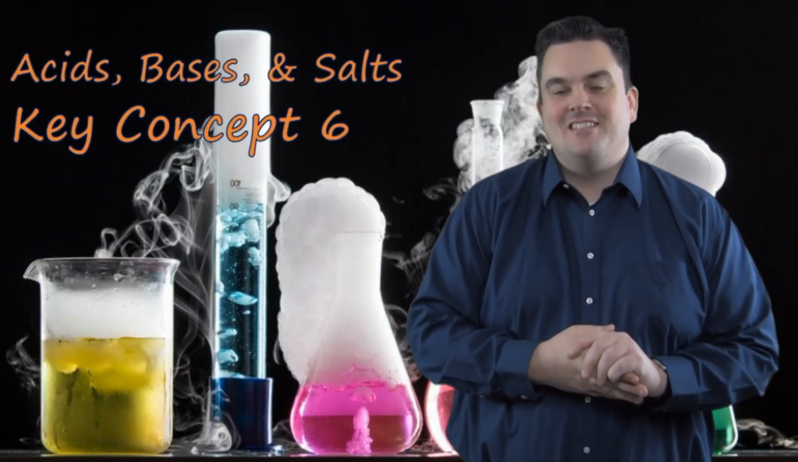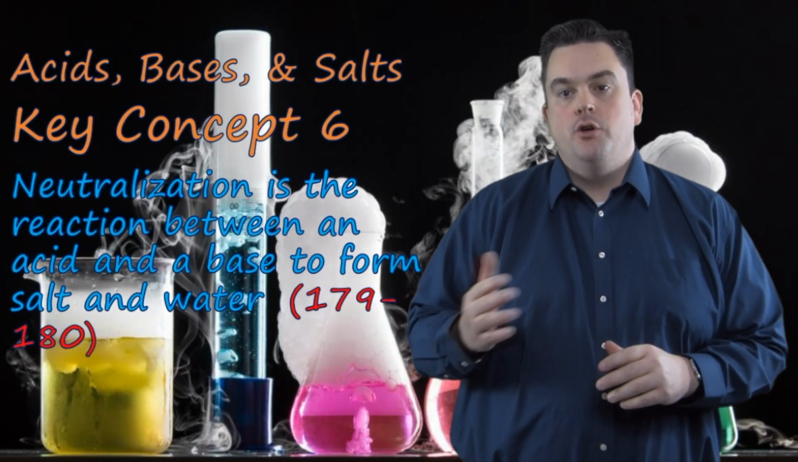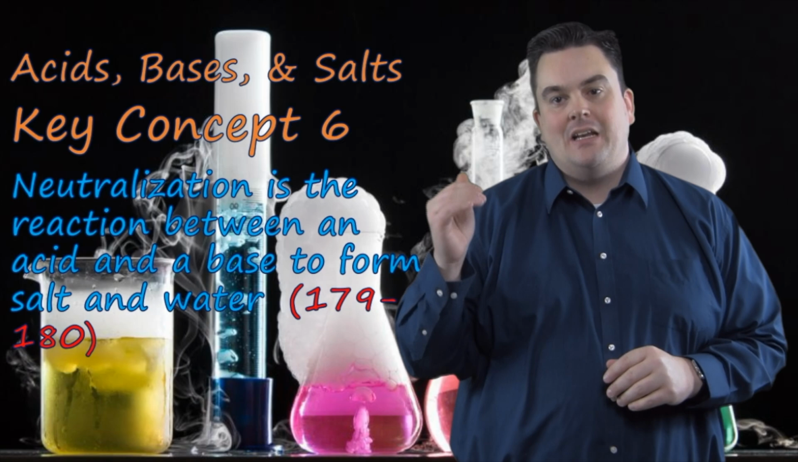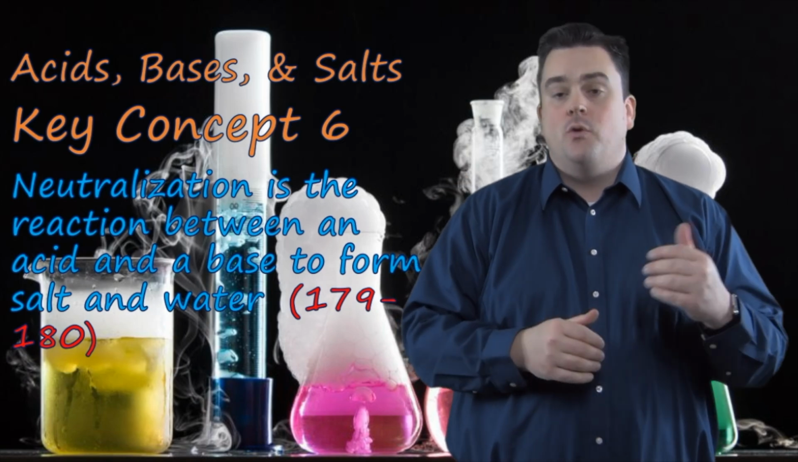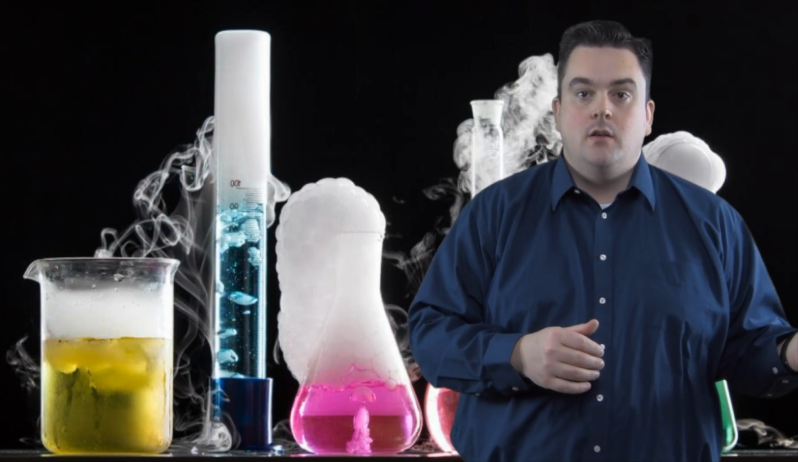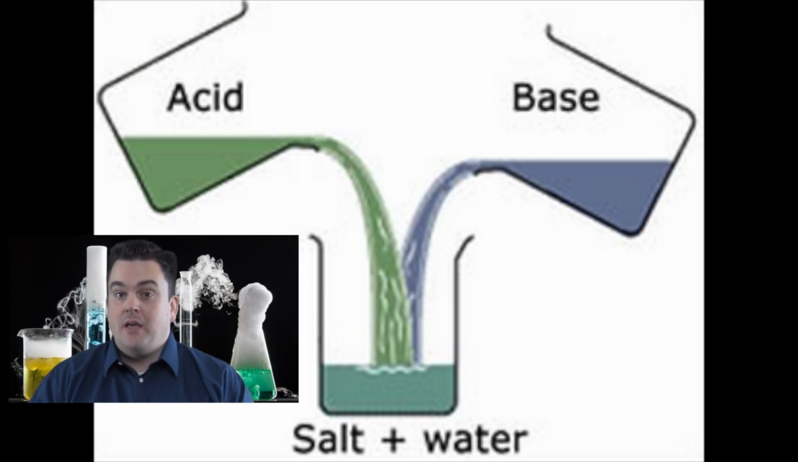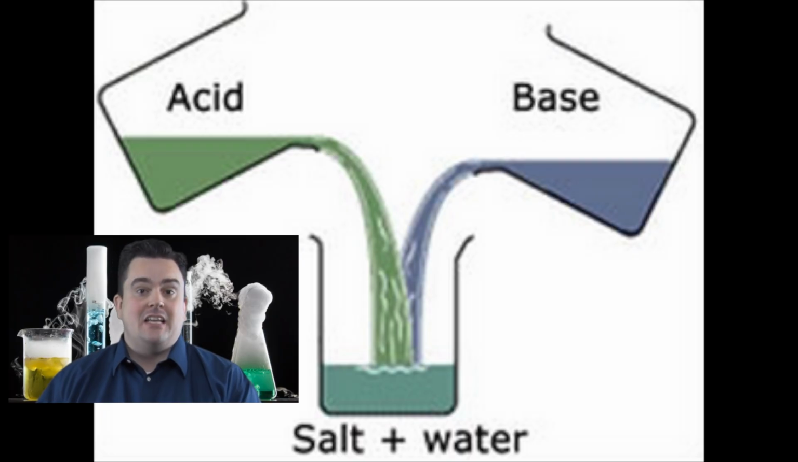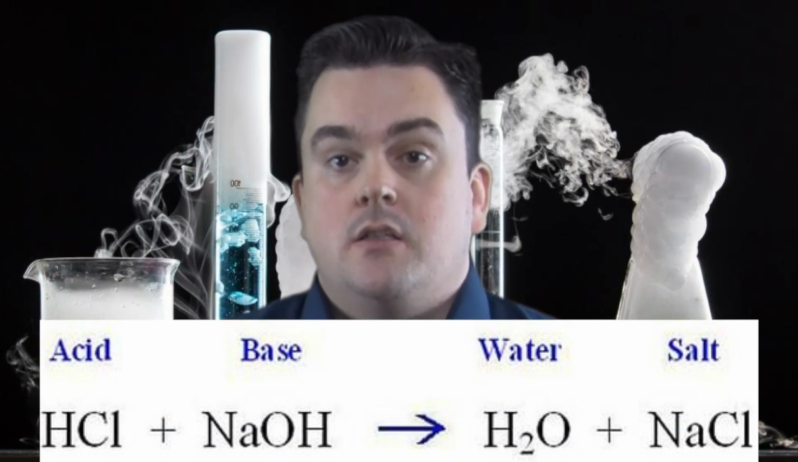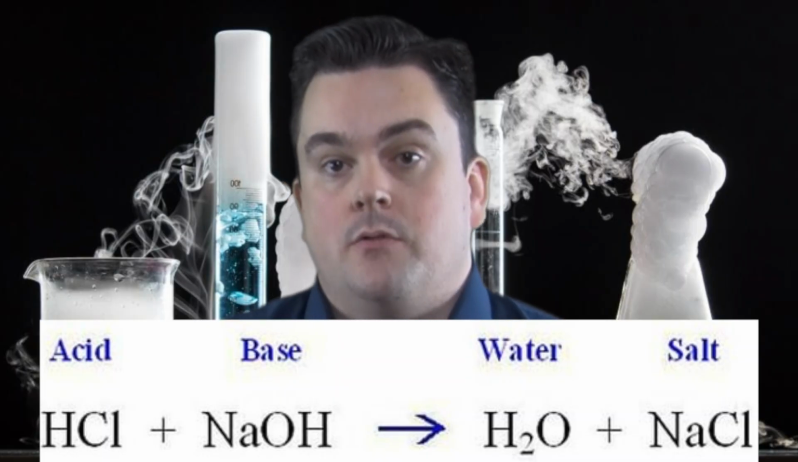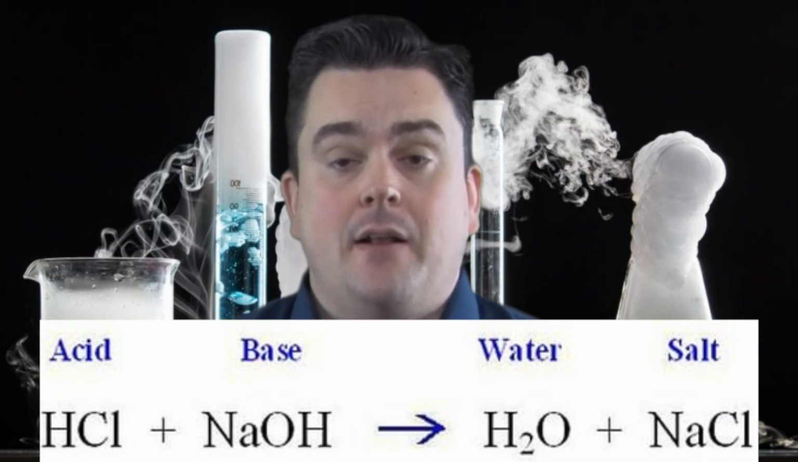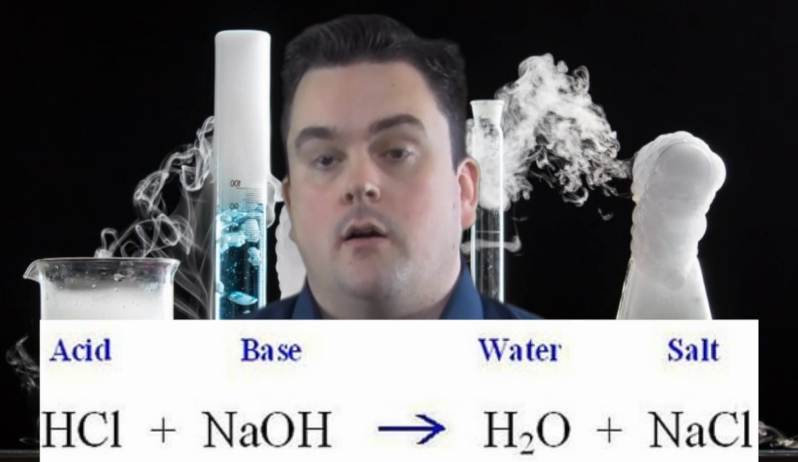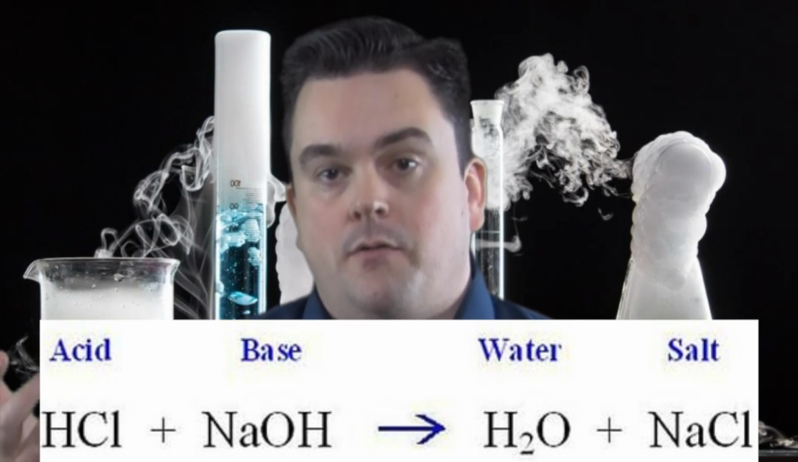Acids, bases, and salts, key concept 6. Neutralization is the reaction between an acid and a base to form salt and water. Remember, acid plus base gives you salt plus water. Acids are found on Table K and bases are found on Table L. Salts, or ionic compounds, are always identified as being a metal with a nonmetal. Water is always a product of a neutralization reaction.